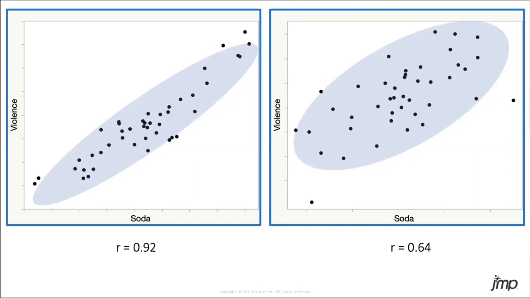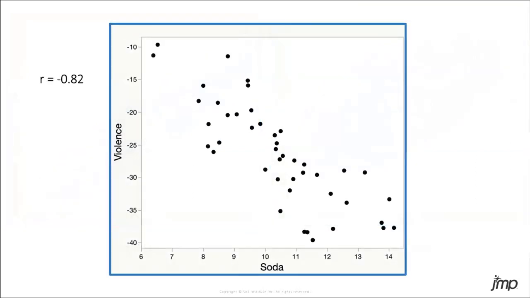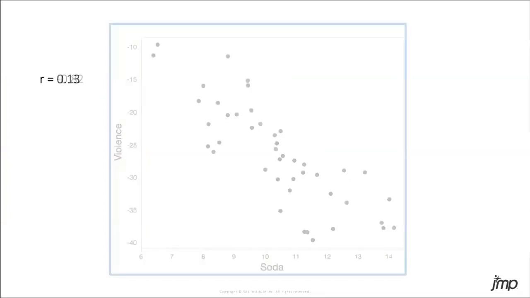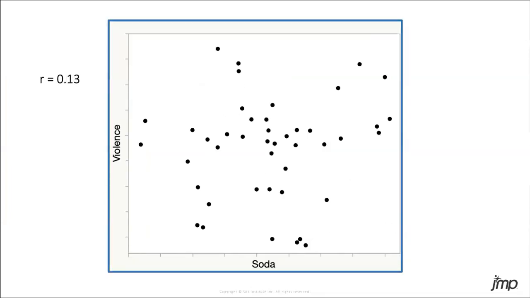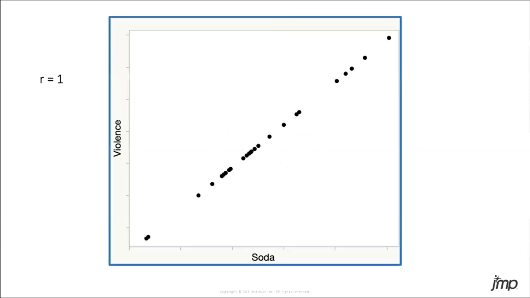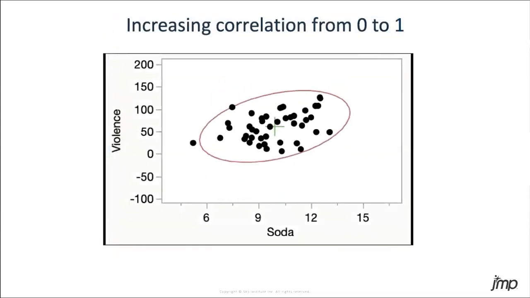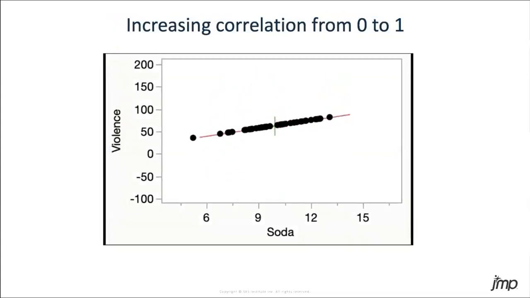So the correlation coefficient is a measure of the tightness of this linear relationship. We could have a negative correlation coefficient, so negative 0.82 for this relationship, or we could have a very low correlation coefficient, close to 0, when there's basically no linear trend to capture. A perfect correlation would be a correlation of 1, like in this example. And if we increase a correlation from basically 0 up to 1, you can see that a correlation of 1 is capturing that tightness. So the correlation does not tell us the steepness of the line. That's the slope of the line. The correlation just tells us the tightness to the line.